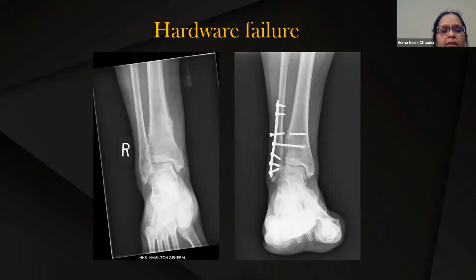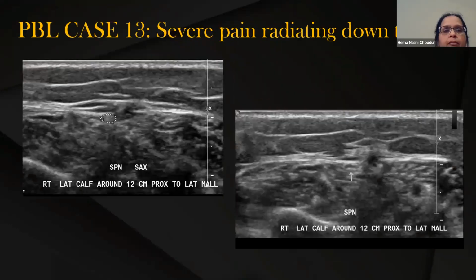Again, we did a hydrodissection there with perineural injection of steroid to bring down the inflammation. Third case: severe pain radiating down the leg.